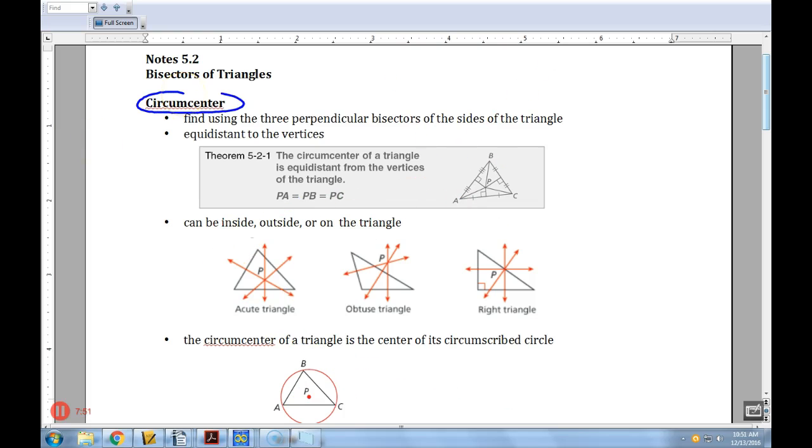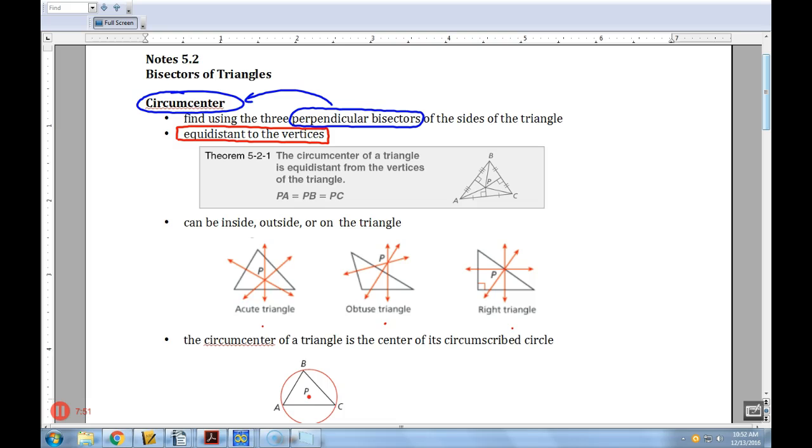So the circumcenter is found when you do the 3 perpendicular bisectors, the ones I was doing first. Those guys meet at a point called the circumcenter. And there's something very special about that point. And this is probably the most important part, is it's equal distance from the vertices or from the corners. So remember I told you earlier that they can be inside, outside, or on, and these are the 3 scenarios where they're inside, outside, or on.